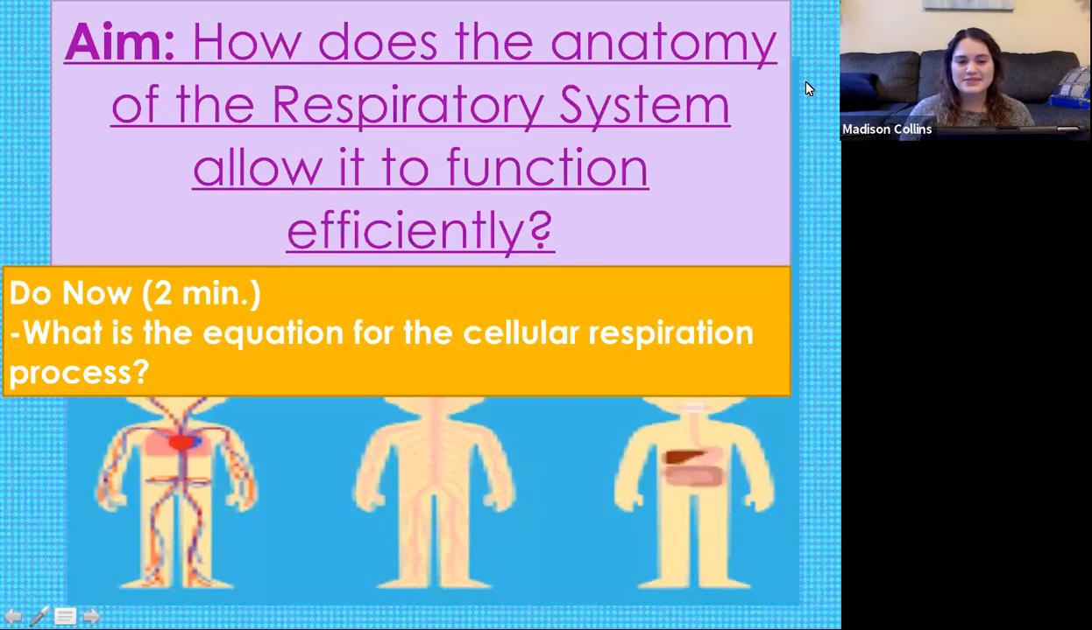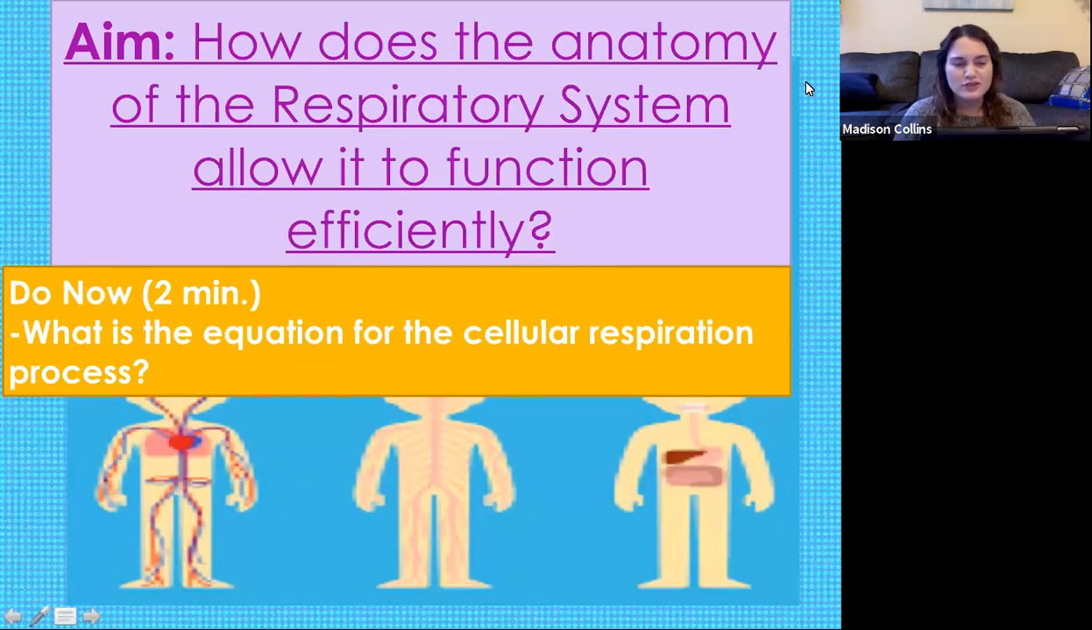But today's aim is how does the anatomy of the respiratory system allow it to function efficiently? So we're going to be talking about some structures that make up the respiratory system, and we're going to figure out how those structures help it work. But before we can do that, your do now today is what is the equation of cellular respiration? Okay, so go ahead and pause this video. Think way back to unit 3 and remind me, what is the equation for cellular respiration?